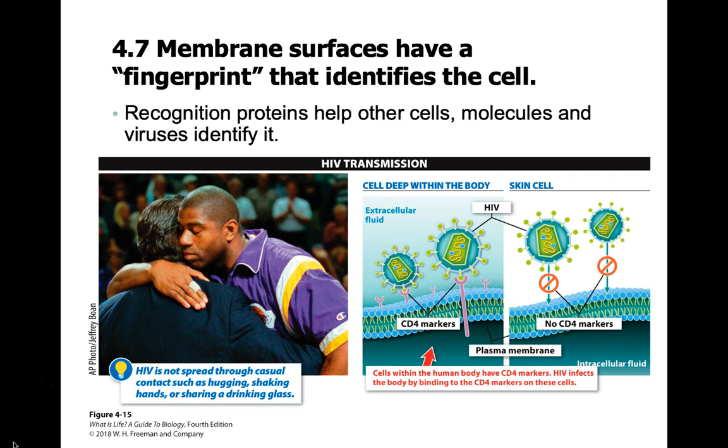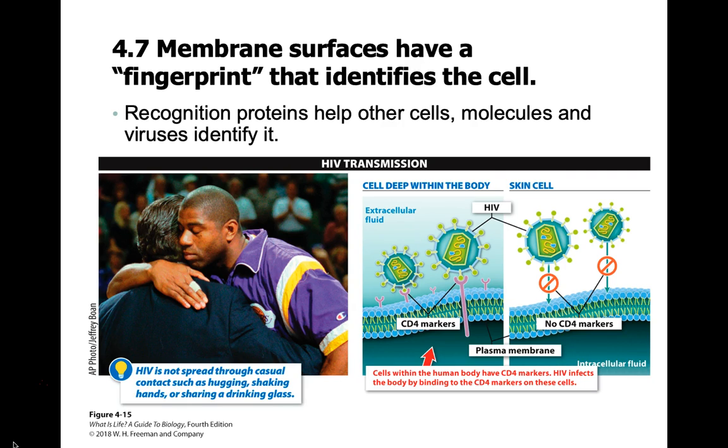Cells in the human body have these CD4 markers, specifically on their immune system cells. So HIV can recognize these CD4 markers, and when the HIV virus recognizes the CD4 marker, it can bind to it and use that as a means to infect the cell. So an individual is exposed to the HIV virus. This is usually through body fluid contact. It's not through hugging, shaking hands, things like that, but you have to come in contact with infected body fluid.